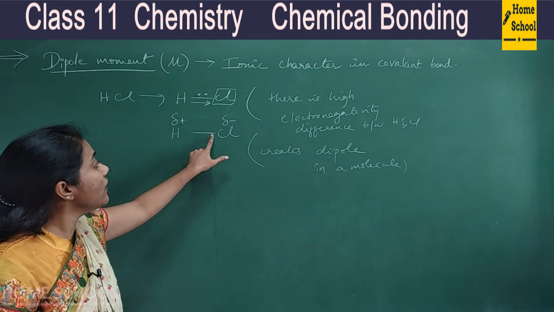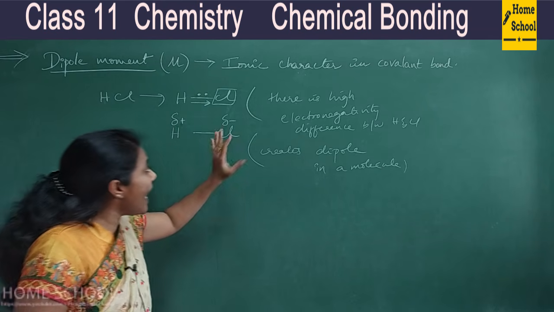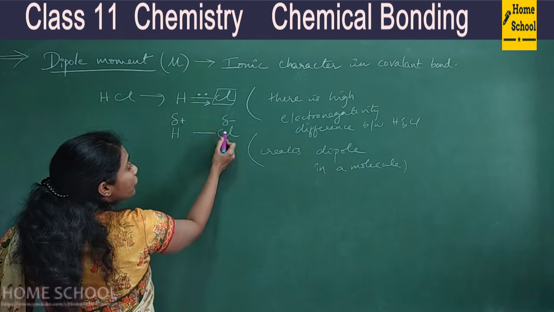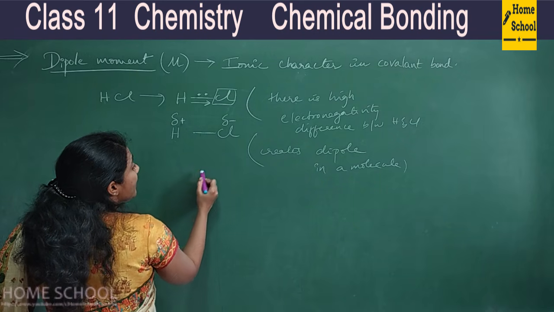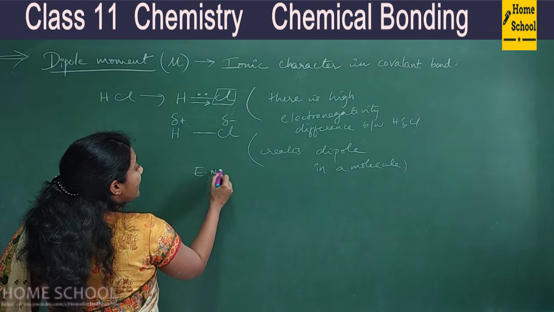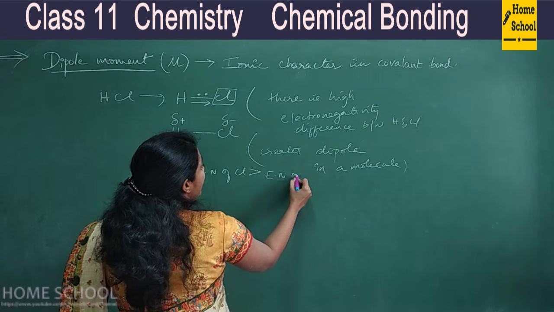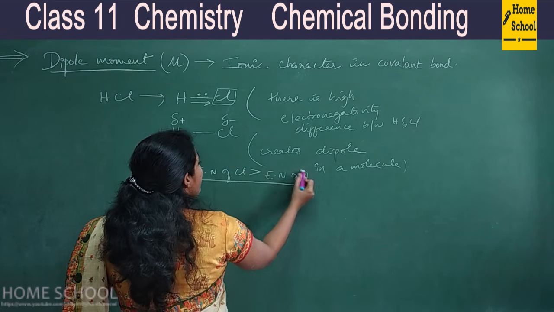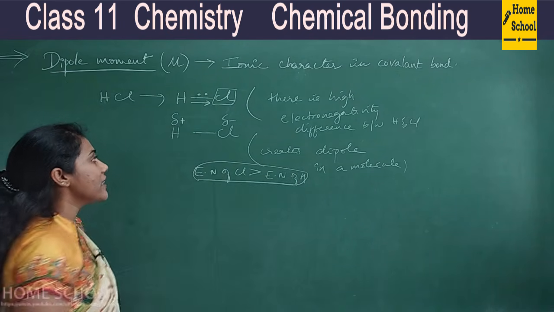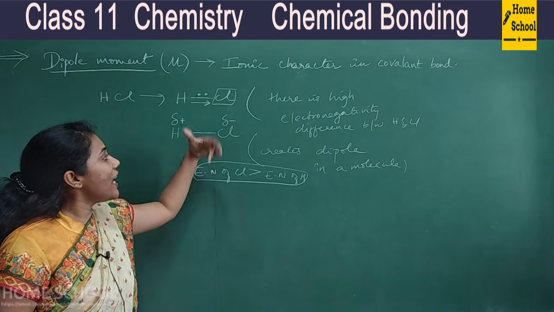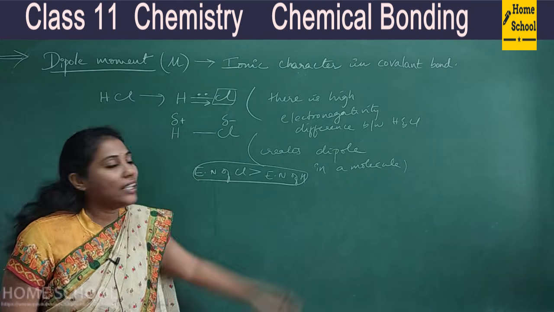So bond will always move towards the atom which is more electronegative. So why has the bond moved towards Cl? Because the electronegativity of Cl is more than the electronegativity of hydrogen. Okay, so that is the reason the bond has moved towards Cl. So this slight charge creation in a molecule is called dipole.